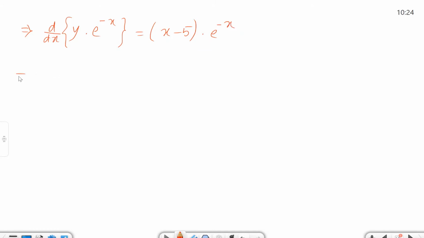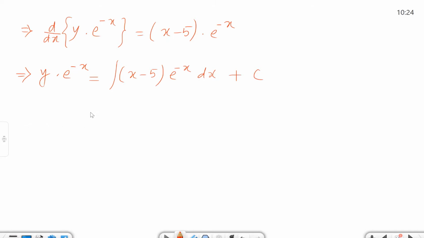So this implies, to remove d/dx, y into e to the power minus x is equal to the integration of (x minus 5) e to the power minus x dx, plus constant c. Complete the integral on the right hand side.